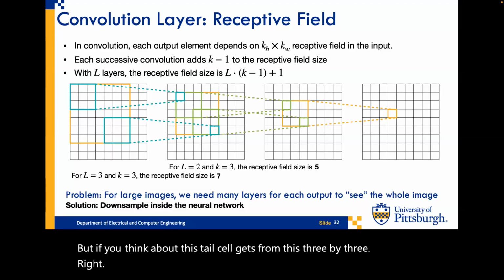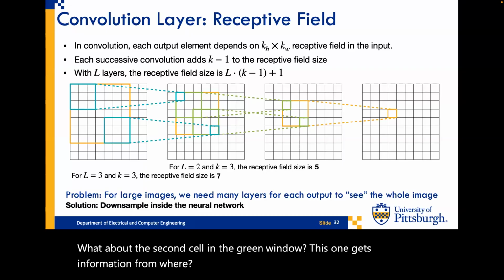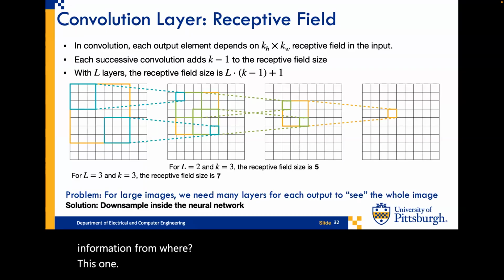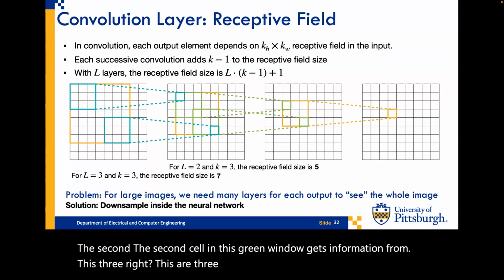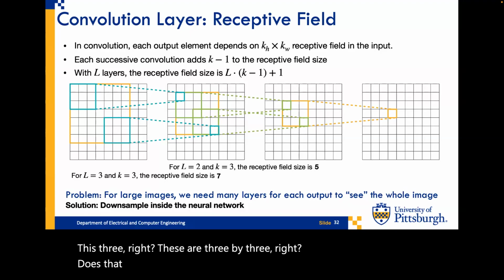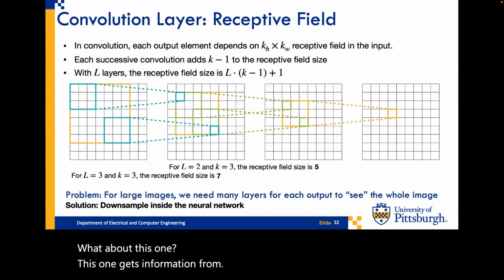What about the second cell in the green window? This one gets information from where? The second cell in this green window gets information from this 3 by 3, right? Does that make sense? What about this one? This one gets information from this 3 by 3. Does that make sense?